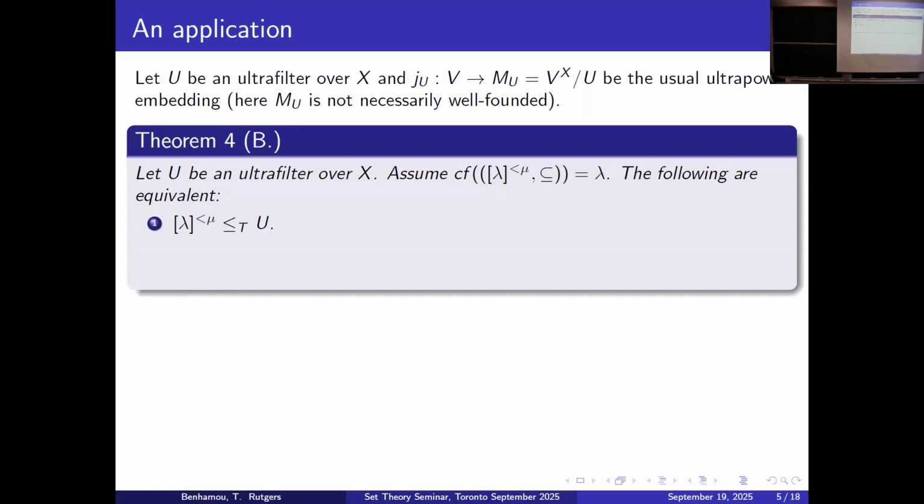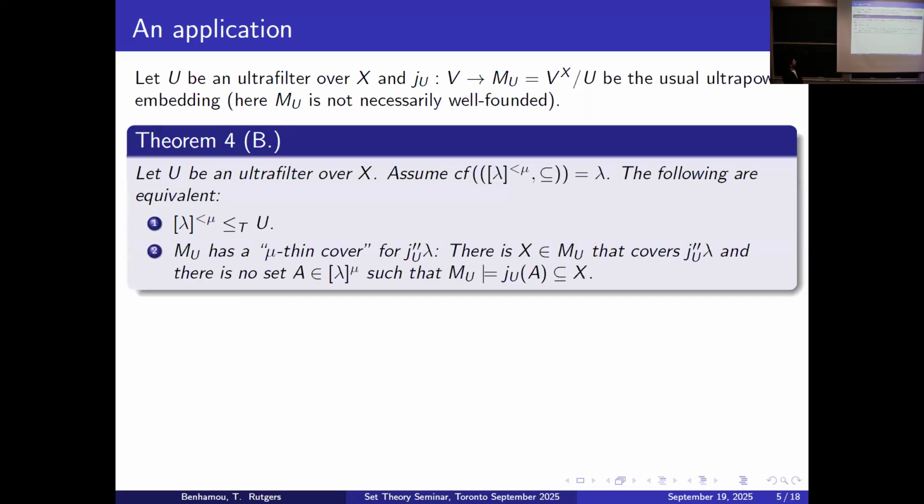So let U be an ultrafilter over X and assume again this assumption. Oh, I wrote cofinality, but that's a typo. Then the following are equivalent. U is 2k above lambda to the less than mu, and we get some sort of nice covering of the pointwise image of lambda. So mu has a so-called mu thin cover for the pointwise image of lambda.